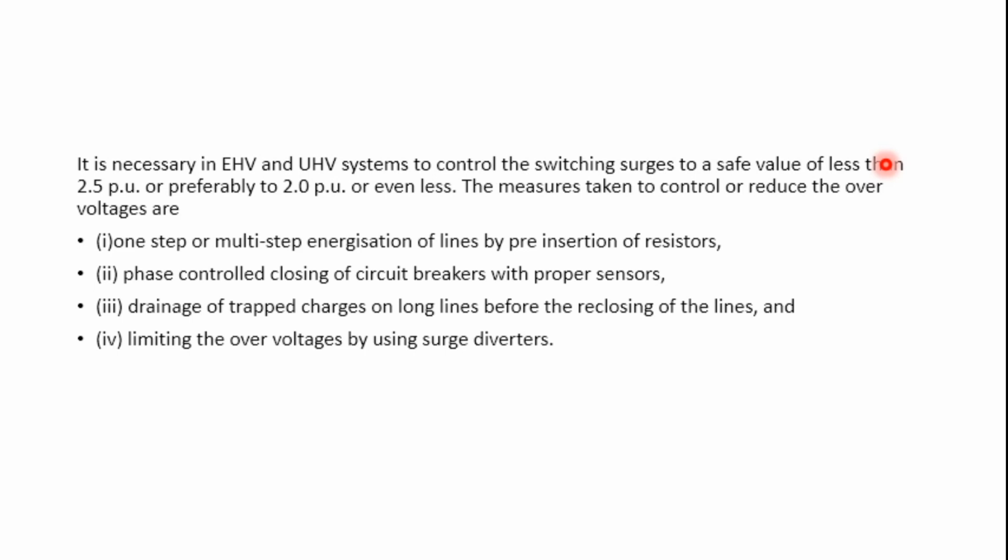Some of the measures which you are going to take to reduce the over voltages are, first, multi-step energization of the lines by pre-insertion of resistors. In place of directly closing and switching the line, we insert some resistance in series with our line. Then we make the energization. This resistor is used to limit the current in the transmission lines.